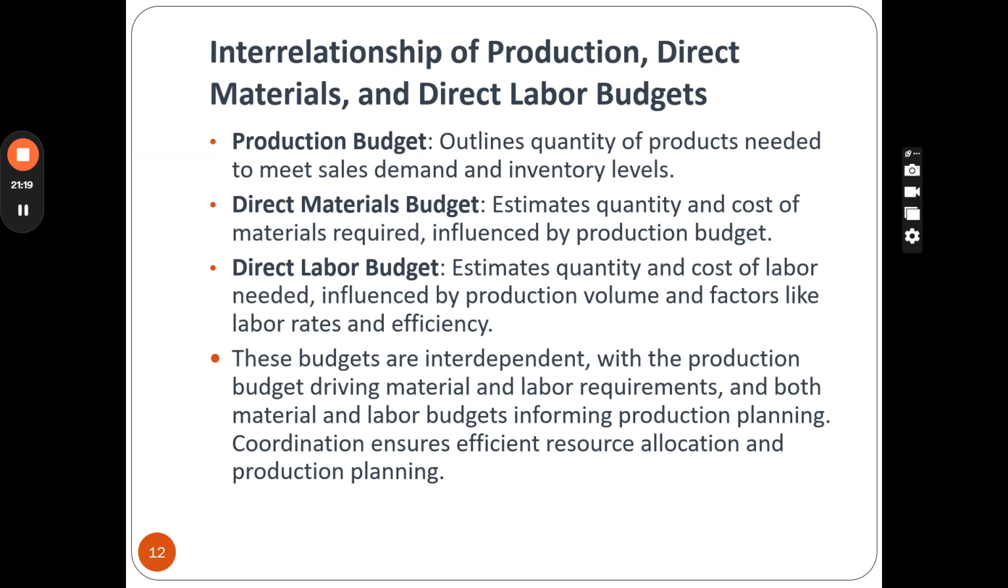So we are discussing the interrelationship of production, direct material and direct labor budgets. We can see here the production budget. This outlines the quantity of products needed to meet sales demand and also the inventory levels that need to be kept. So how many units you have to sell and how many units should be there in the ending inventory. That will be outlined in a production budget.